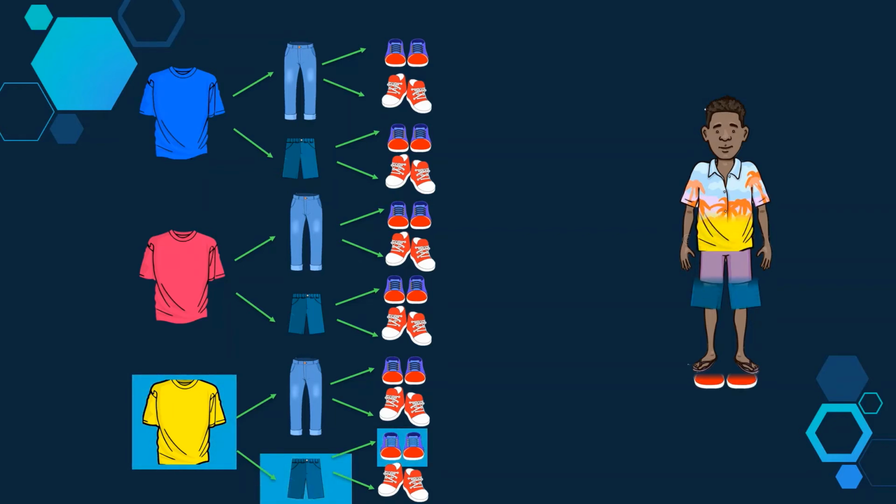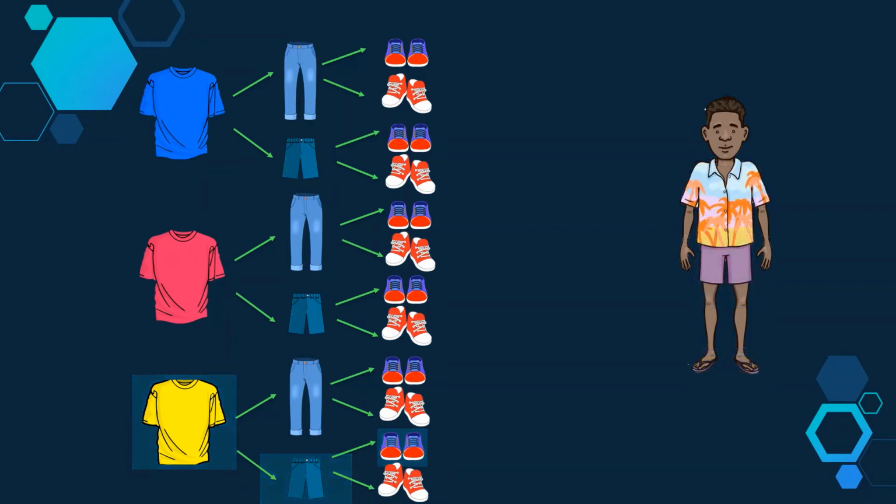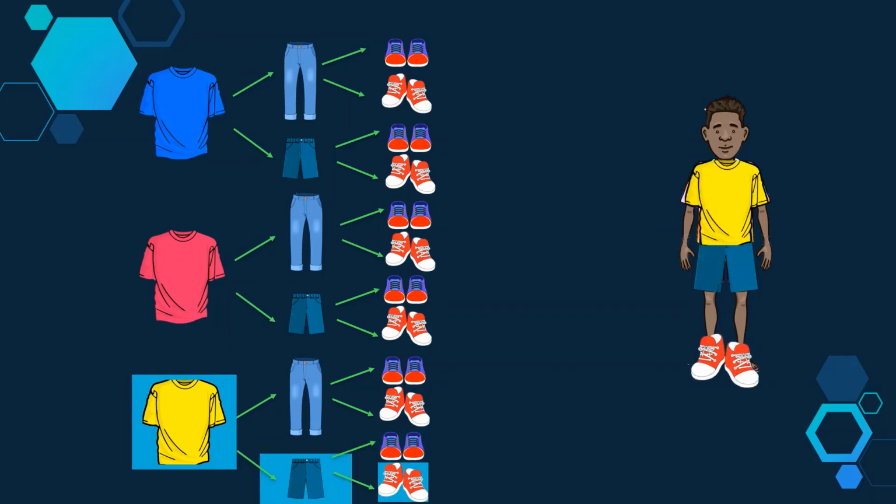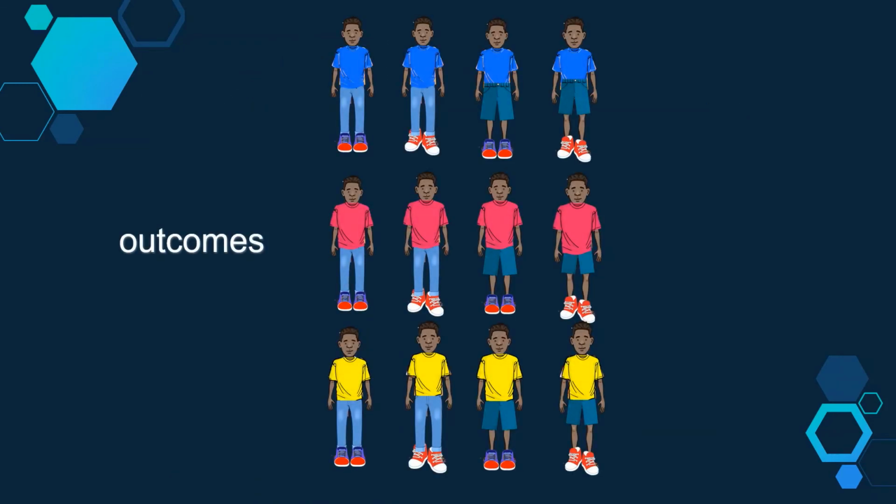11th outcome. And the last one, we have the 12th outcome. Now let us see all the possible outcomes. How many possible outcomes do we have? Correct. So there are 12 possible outcomes, meaning there are 12 ways that Mang Jose can wear his outfit.